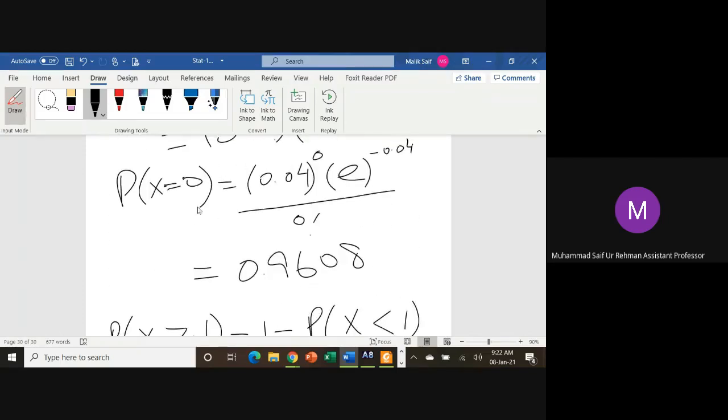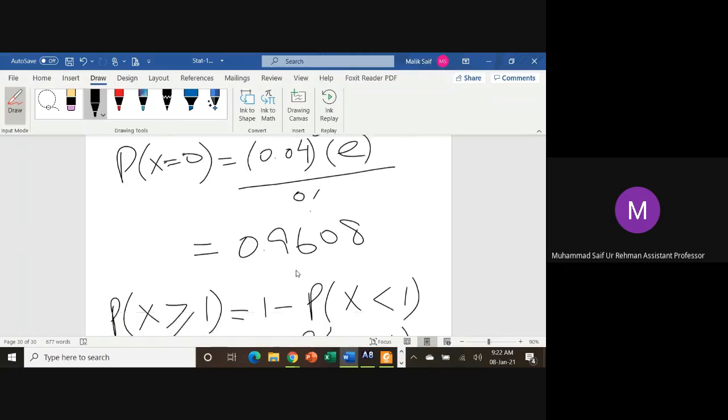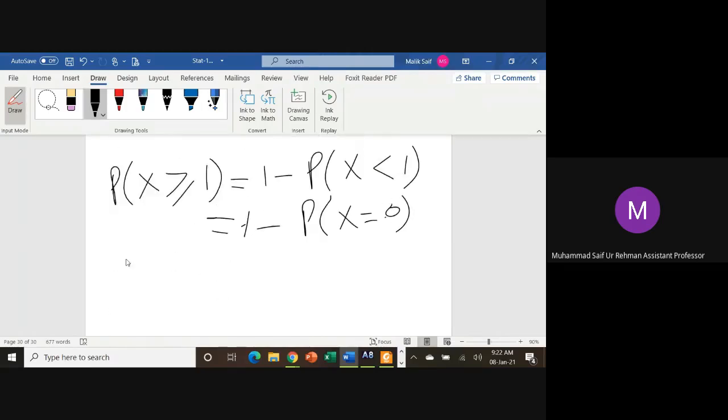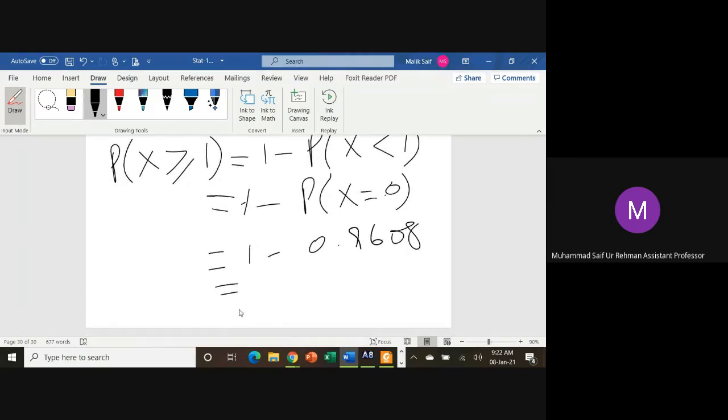Now you can see that the probability of x equal to 0 we have already found. So you will use this value here, and the answer will be there. So 1 minus 0.9608. You can solve it. See what is the answer. 0.0392. This is the answer. Okay.